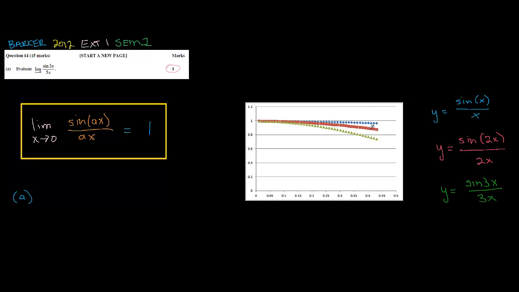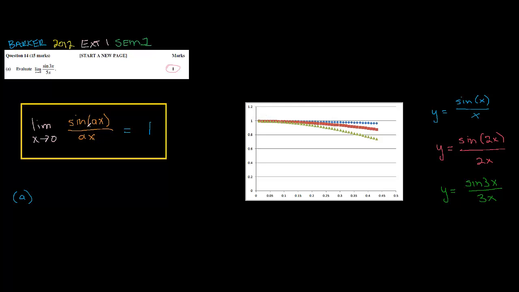So here I've drawn the graph using Excel of sine of x on x. That's this blue one in this relatively short domain. Or sine of 2x on 2x, which is this pinkish red one here, or sine of 3x on 3x, which is this little green number here. And you can tell, as all these graphs get closer and closer to 0, as x approaches 0, all these graphs approach 1.